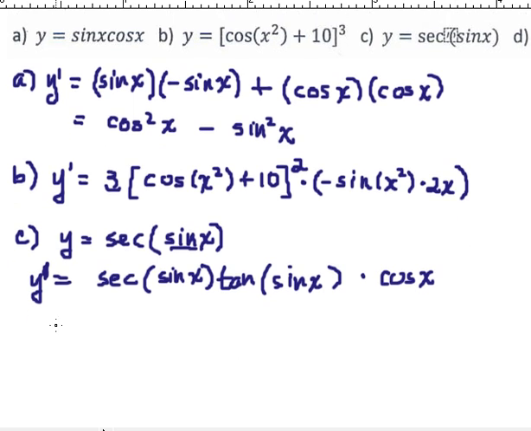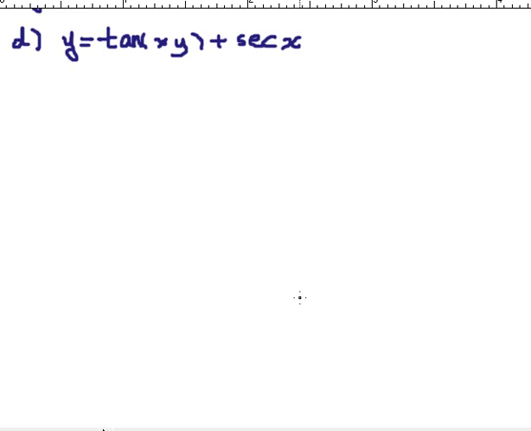I'll rewrite the function. It's y is equal to tangent of xy plus secant x. Now notice that we can't solve this function for y because we have y on the left side and y on the right side, so this is implicit differentiation.